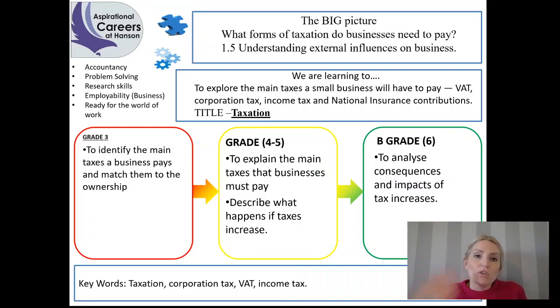Hi everyone, this is 1.5 Understanding External Influences on Business, and today I'm going to be talking about taxation. This kind of lesson is great for accountancy, problem solving, research skills and getting you ready for the world of work.